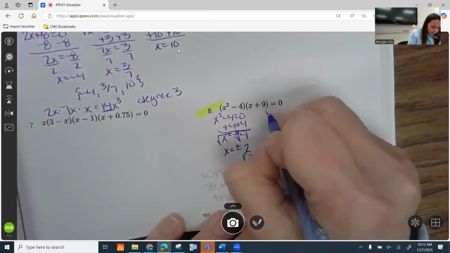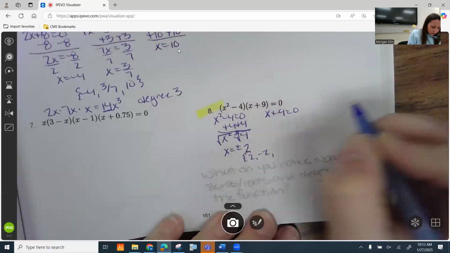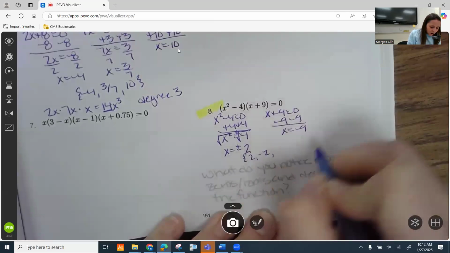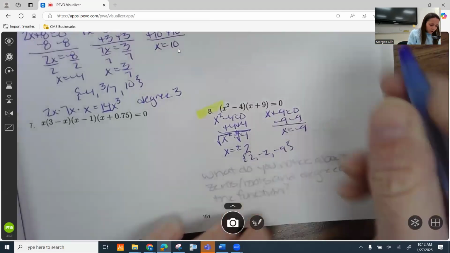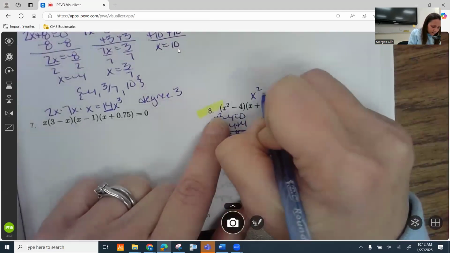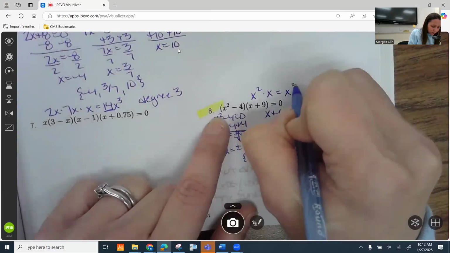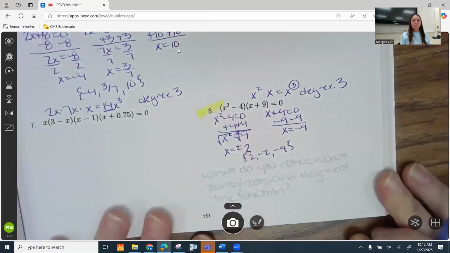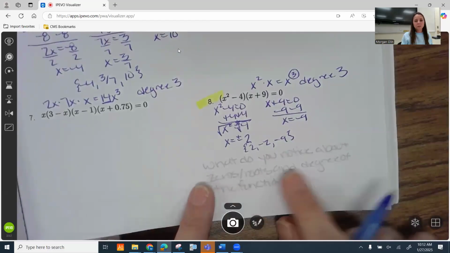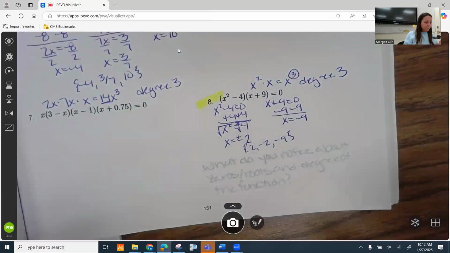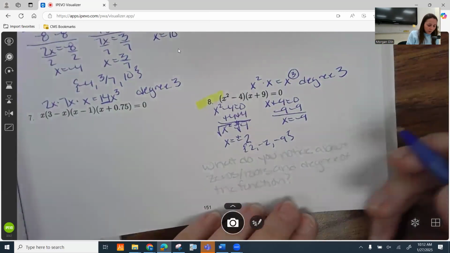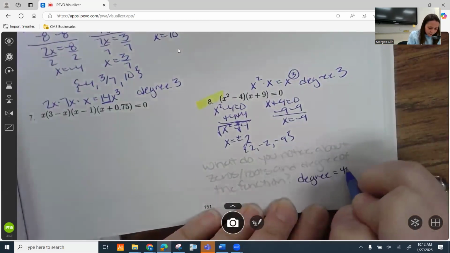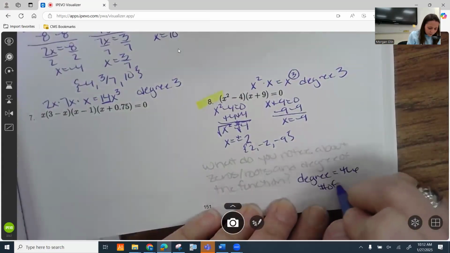All right, and then here it said x plus 9 equal to 0. And we subtract 9, and we get x equals -9. And if you look here, if I do x squared times x, I get x to the third, so the degree is 3. Well, what's something that you've noticed about zeros and roots and the degree of the function? If you haven't noticed this already, the degree equals the number of roots.